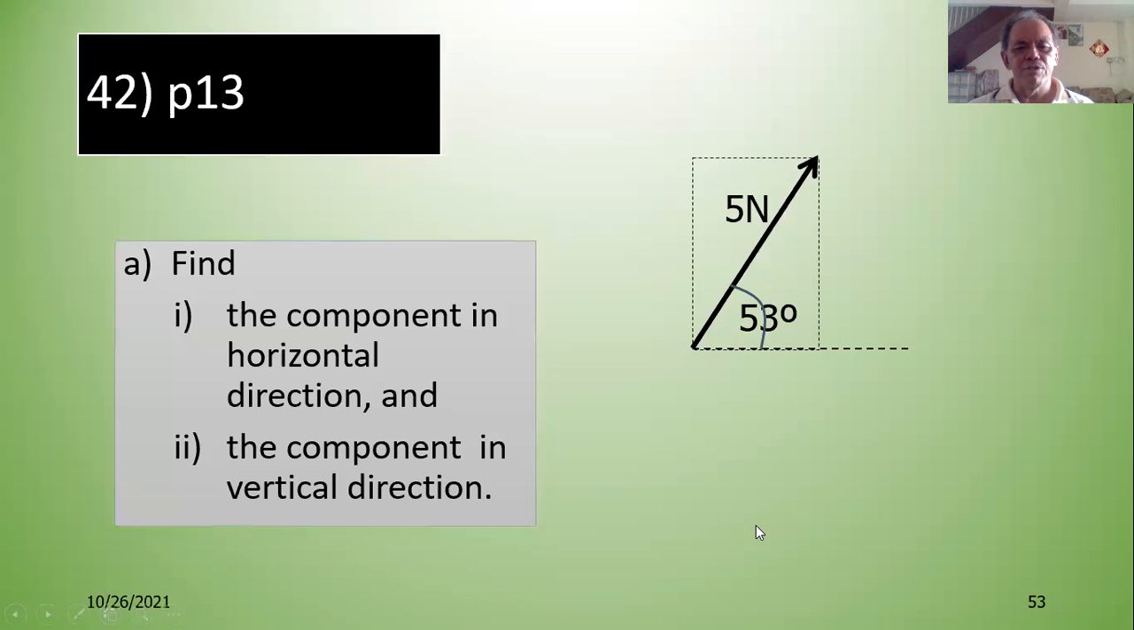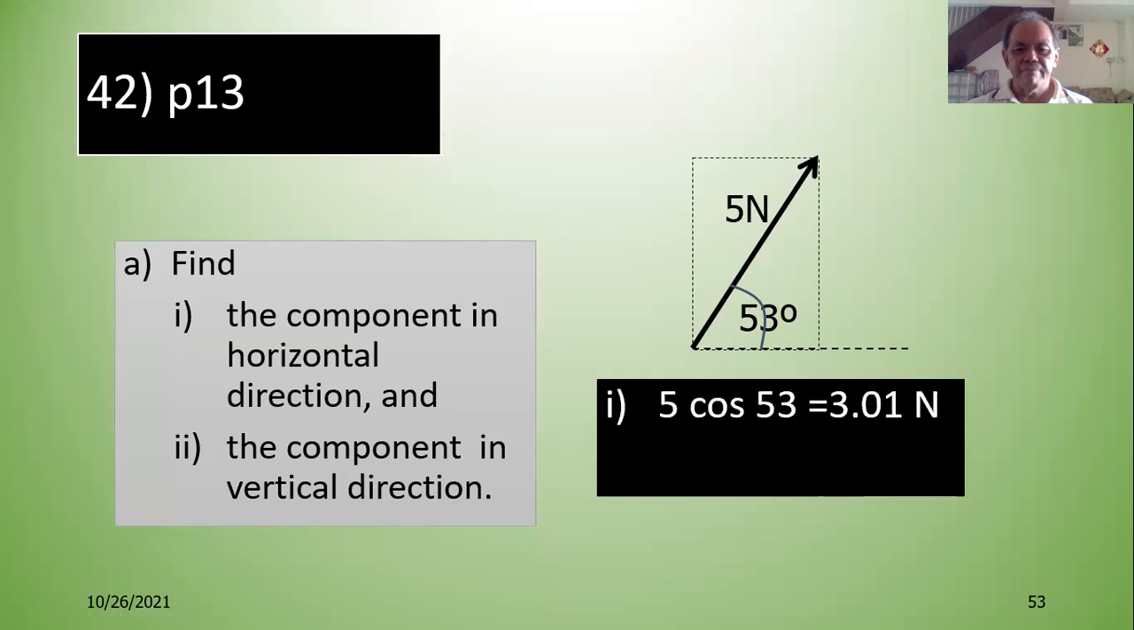For example, there's a force at an angle to the x-axis of 53 degrees. Simple one, you should be able to do that. Component in the horizontal direction is F cos 53. Using a calculator, 3.01 Newton. Vertical component, F sine 53, 3.99 Newton.